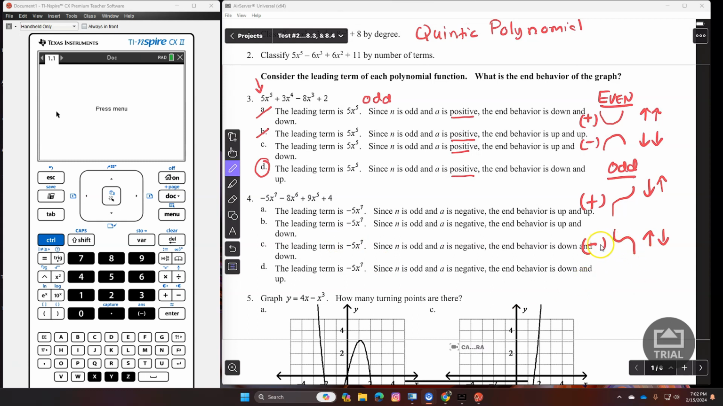So the negative is a reflection over the x-axis. You notice that we're going to also eliminate anything that says up, up, or down, down. So we're going to eliminate A. And we're going to eliminate C, because those two are going to be down, down, or up, up. So now it's negative. So it's going to be up and then down. So your answer is B.